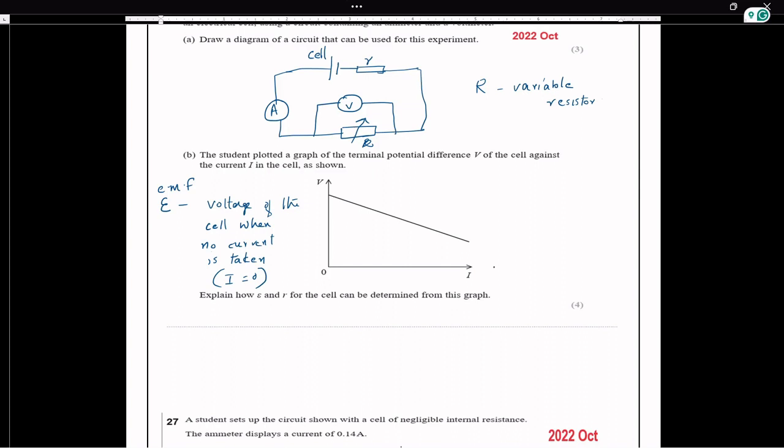So from this graph, wherever I equals 0, this is the position where I equals 0. At that position, whatever the voltage is, that is the EMF. That means the intercept of the graph on the y-axis will give you the EMF. So it is the y-intercept. We can write EMF equals y-intercept of the line, that is, when I equals 0.